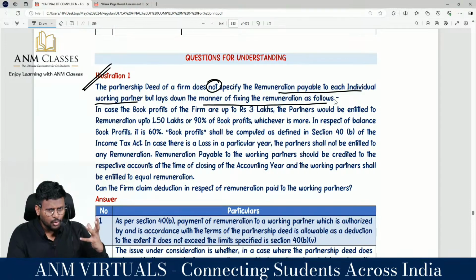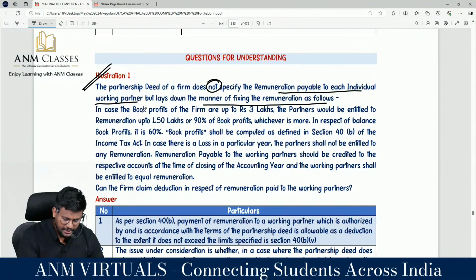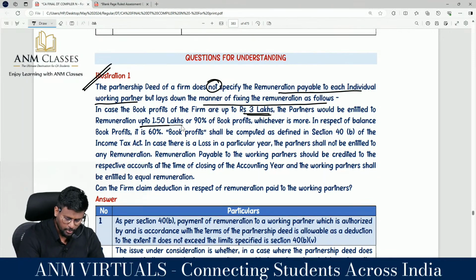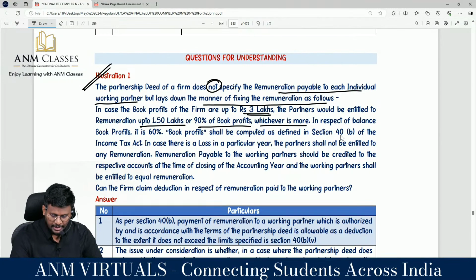That means it does not state the amount of remuneration, but gives a paragraph like this. In case book profit of the firm is up to 3 lakh, partners will be entitled to remuneration of 1.5 lakhs or 90% of book profit, whichever is more. In respect of the balance, it is 60%. Book profit shall be computed as defined in 40B of the Income Tax Act.